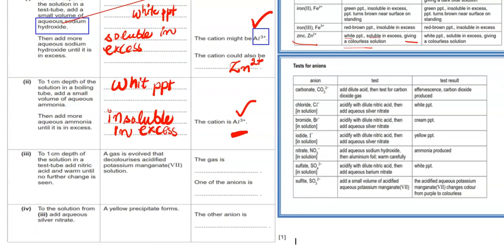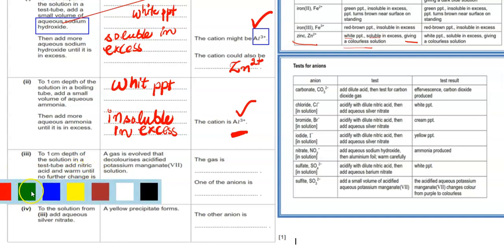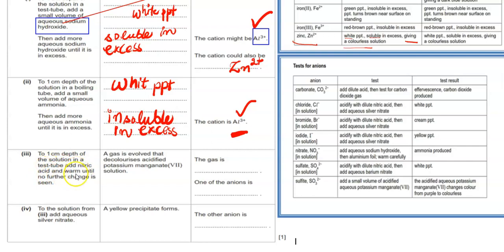See, to 1 centimeter depth of a solution in a test tube, we need to label it, add nitric acid and then warm until no further change. You add nitric acid and you warm it until no further change, and they have already given you the observation. A gas is evolved that decolorizes acidified potassium manganate solution. See, a gas which evolved, which changed the color of KMnO4.